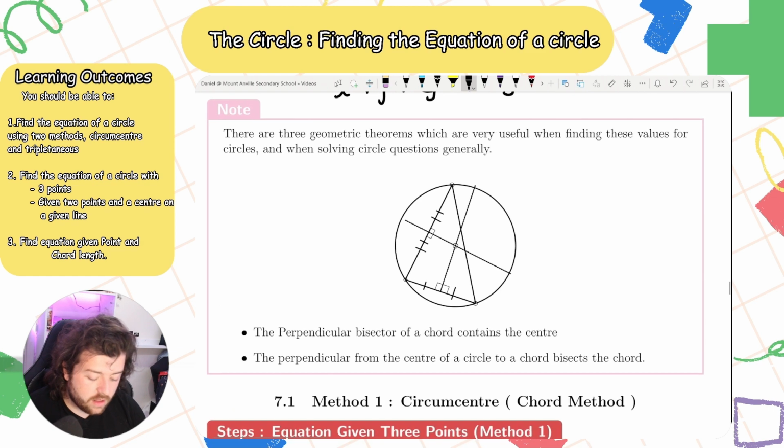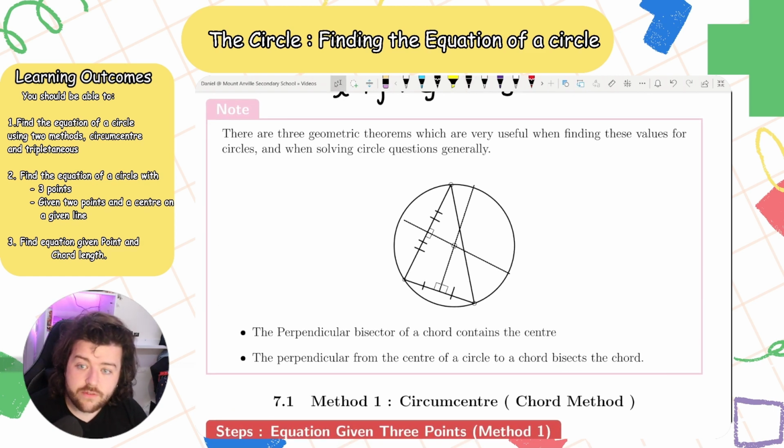If you recall, there are three geometric theorems which are very useful in finding these values of the circle. When solving circle questions generally, the perpendicular bisector of a chord contains the center. If I find a perpendicular bisector between 2 points, and a perpendicular bisector of another chord, where they intersect is the center of the circle. This is the circumcenter of a circle.